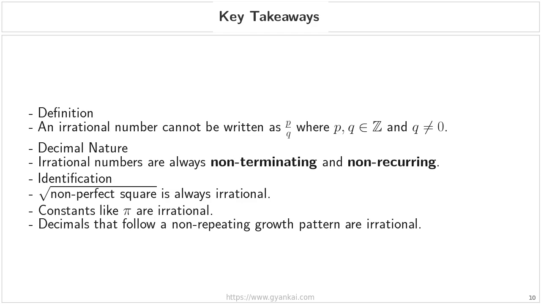Finally, let's summarize how to identify them in practice. You can use 3 main indicators. First, the square root of any non-perfect square is always irrational, so, while the square root of 4 is just 2, the square root of 2 is irrational. Second, keep an eye out for mathematical constants, the most famous being pi, which is inherently irrational. And third, be careful with decimals that seem to have a pattern. If the pattern involves a changing sequence of digits that never repeats a fixed block, like the example we saw with the increasing number of ones, then that number is indeed irrational.